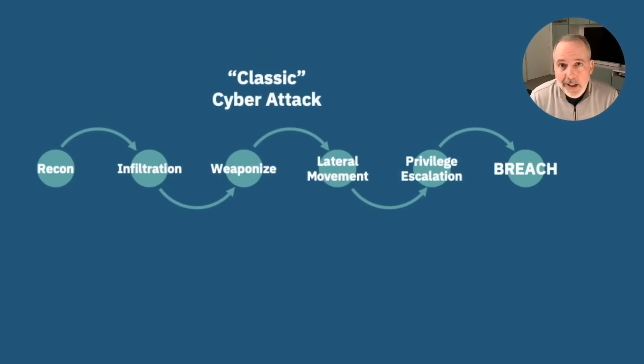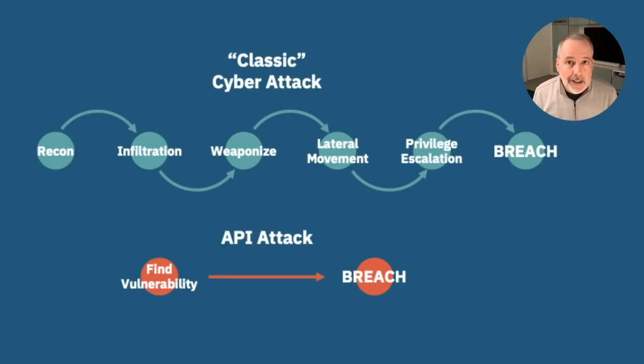Now, another reason why APIs are so appealing is if you look at how easy it is to perform these exploits. Let me just show you what the classic cyber attack looks like. We call this the kill chain. It's a very complex multi-step process from performing your reconnaissance, infiltrating, weaponizing, moving laterally, escalating your privilege, and finally exfiltrating and causing that breach to happen. That takes a high level of sophistication that most attackers don't have.